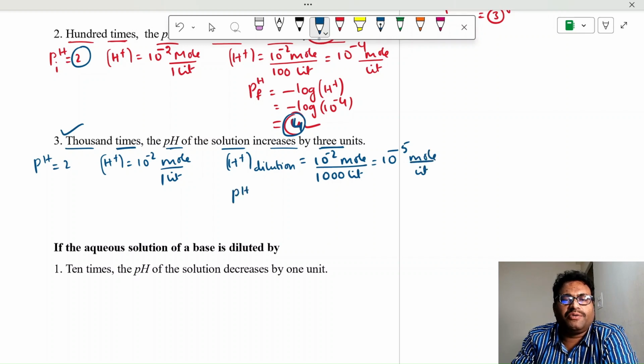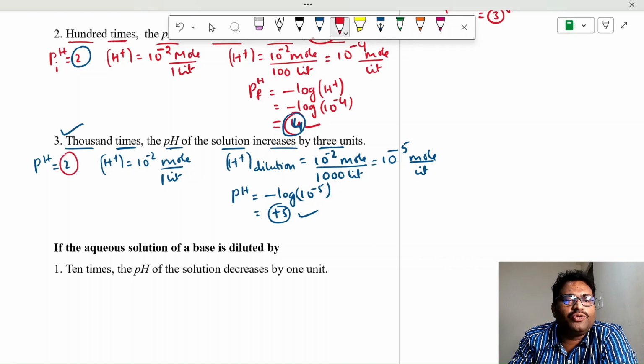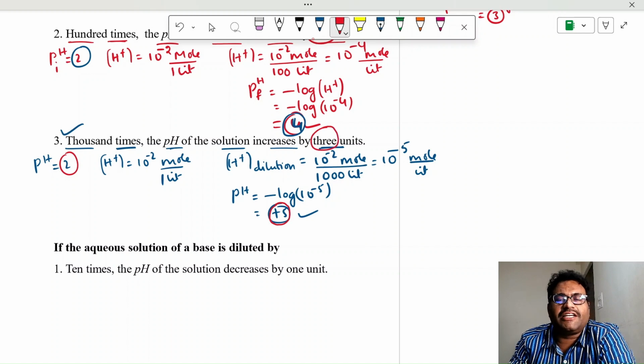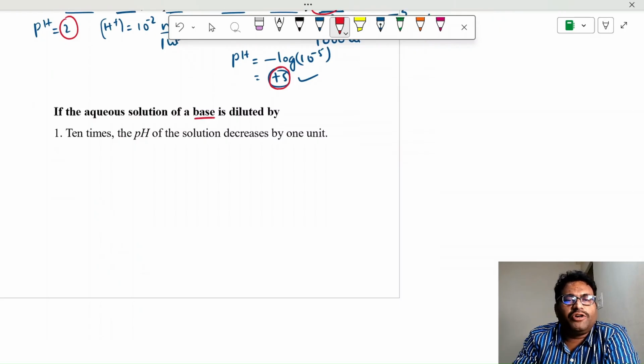Now pH is equal to minus log 10 power minus 5, that is equal to 5. So if I dilute the solution 1000 times, the pH is increasing by, see, initial is 2, final is 5. That means 3 units it has been increased. Understood? Okay.